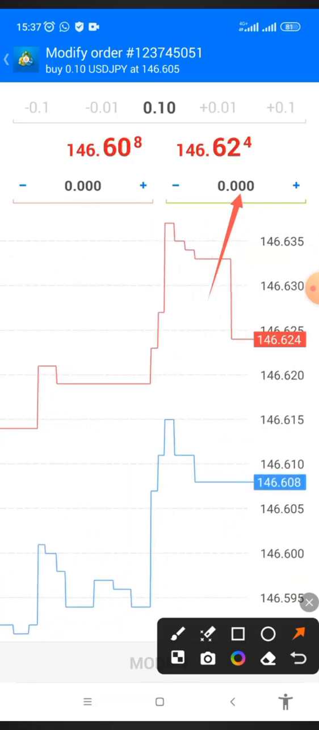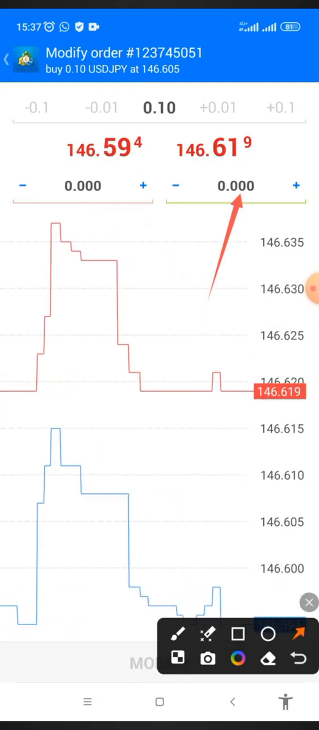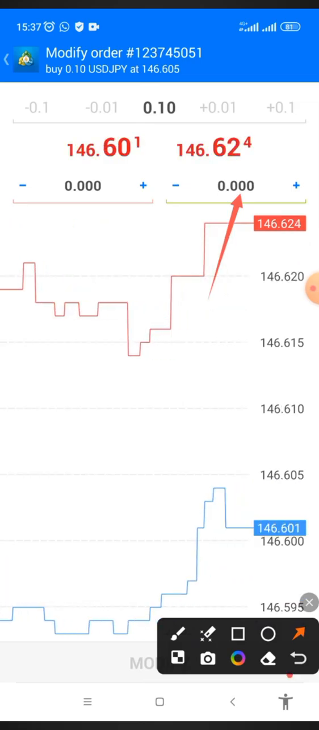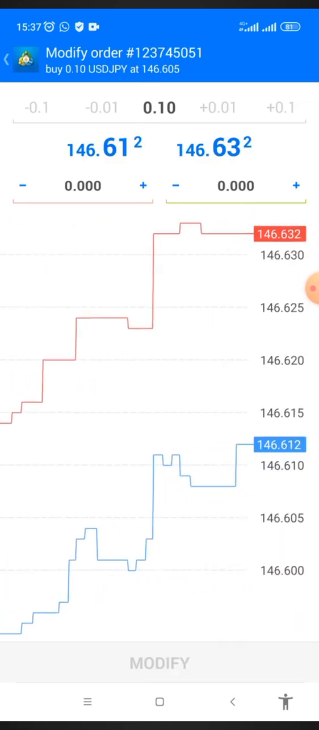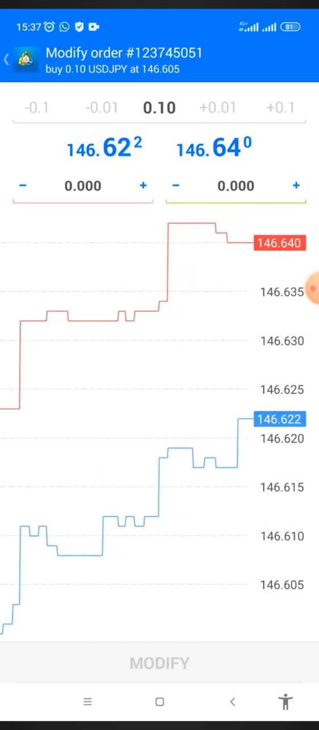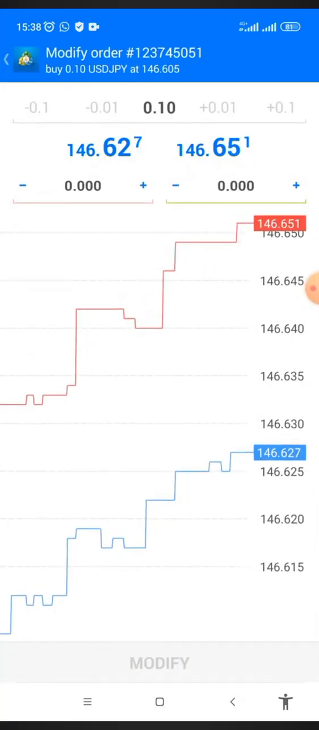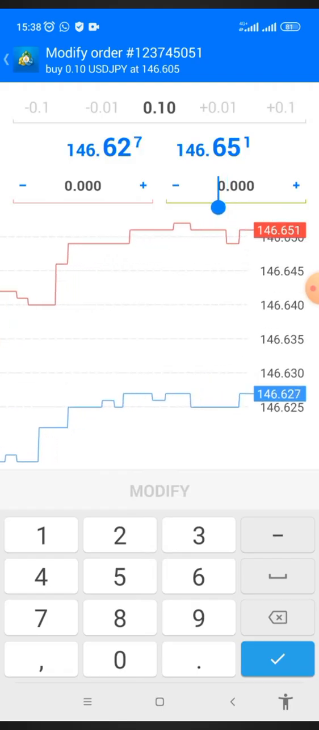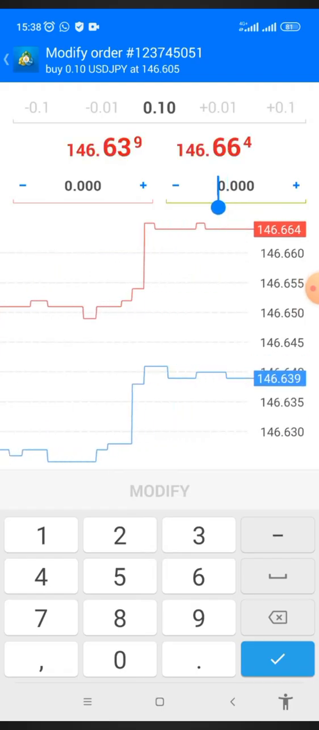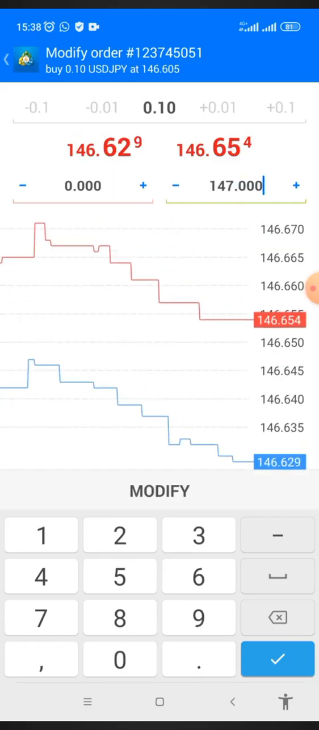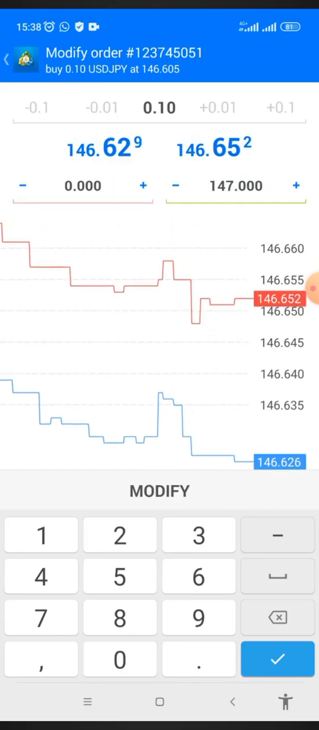So this is where you put your take profit, the 0.000 on the right side. Now on the signal, the take profit price we saw was 147.000. If we go back, you see it, TP1, 147.000, which is 30 pips. So we go back, and then we'll input that 147.000. So you tap here, and then you have the option to type in the figures. So you type in 147.000.